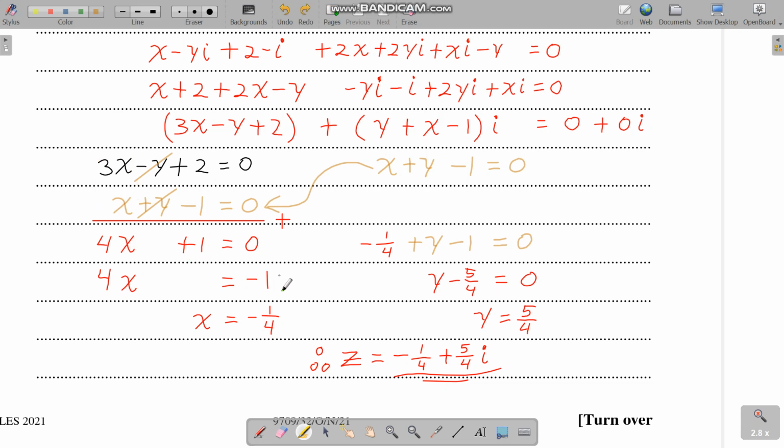So subtract 1 from both sides, divide both sides by 4, we get x. And after we find x, just plug in this x value here to find the y. Minus 1/4 minus 1 minus 5/4. Add 5/4 to both sides, we get the y. And therefore the final answer is, this is x, this is y.